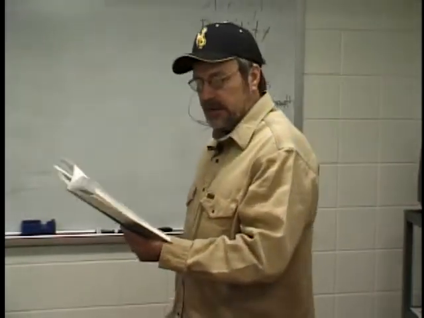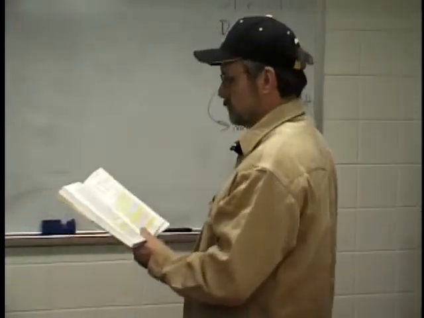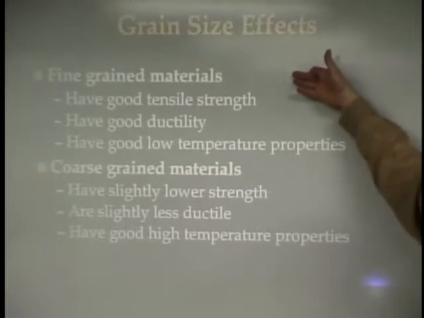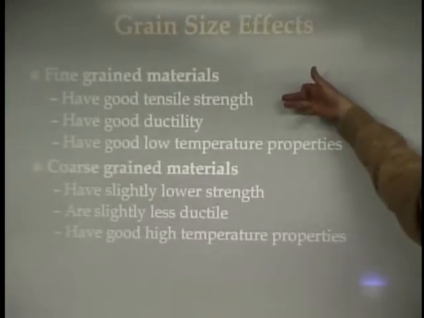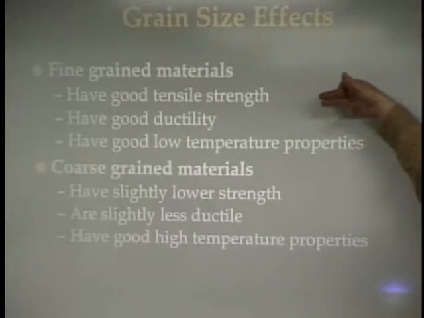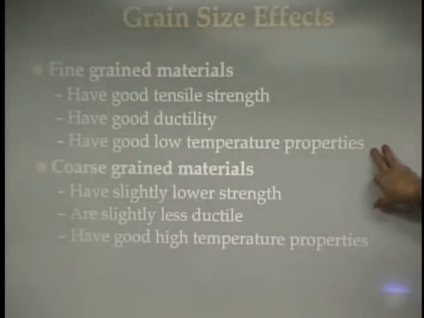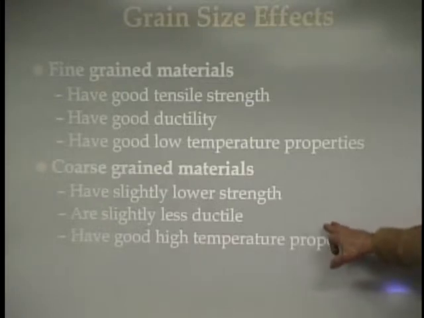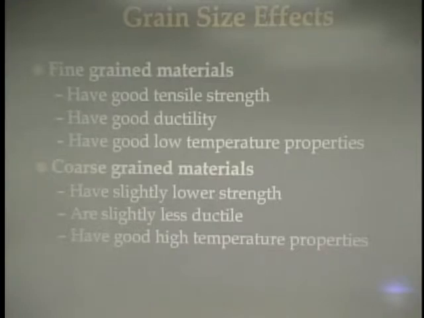Okay. Welcome back. Grain size, page 182. Grain size, the effects. If you have fine-grained materials, they will have good tensile strength, good ductility, and good low temperature properties. Coarse grain materials have slightly lower strength, are slightly less ductile, and have good high temperature properties. So grain size is very important depending on what you're trying to achieve with the material.